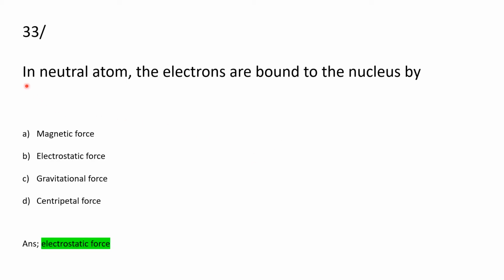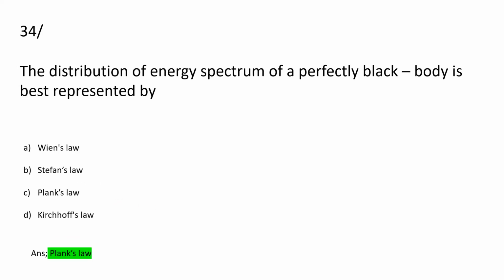Then, in a neutral atom, the electrons are bound to the nucleus by, and the options are magnetic force, electrostatic force, gravitational force, and centripetal force. And here the answer will be electrostatic force. Then the distribution of the energy spectrum of a perfectly black body is best represented by, and the options are Wien's law, Stefan's law, Planck's law, and Kirchhoff's law. And the answer will be Planck's law.